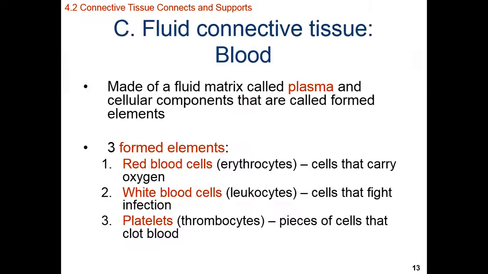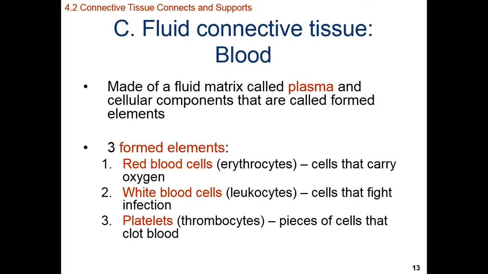Here we go. Let's talk about our liquid connective tissues. Our liquid connective tissue is blood, and blood has an extracellular matrix that has almost no fibers in it. The extracellular matrix of blood is almost exclusively liquid ground substance, and since it lacks fibers, we have a special name for the extracellular matrix in blood. We call it plasma, sometimes referred to as blood plasma.